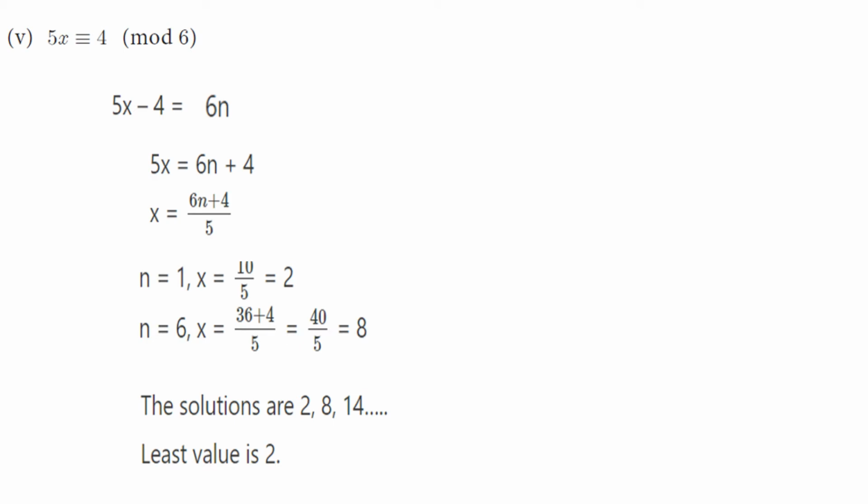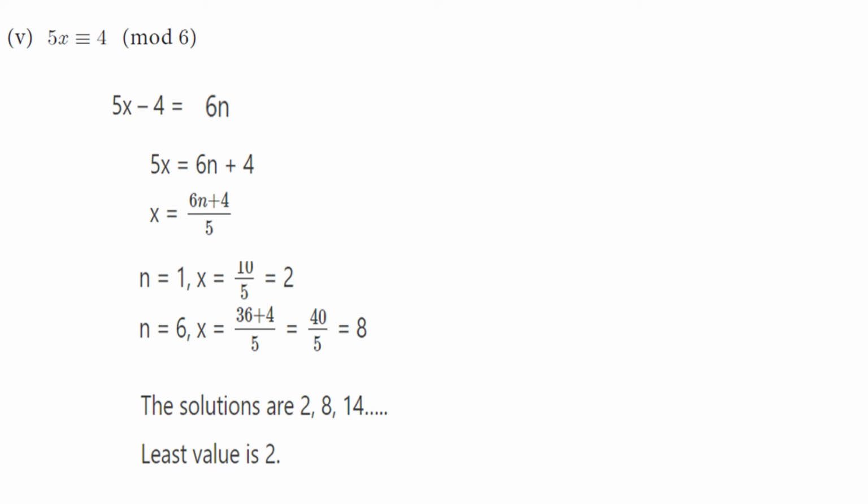Next, 5x congruent 4 mod 6. So take 4 to the left hand side: 5x minus 4 equals 6n. Next, 5x equals 6n plus 4. Therefore x equals (6n plus 4) by 5. We substitute the value n equal to 1. We get 6 into 1, 6 plus 4, 10, and 10 by 5 equals 2. So x equals 2.